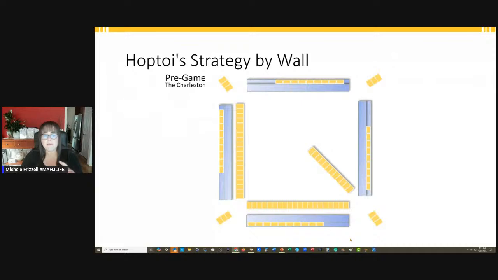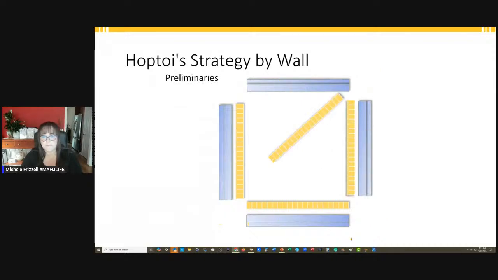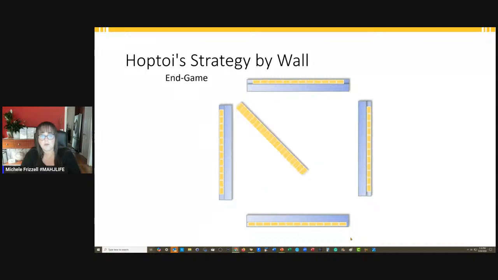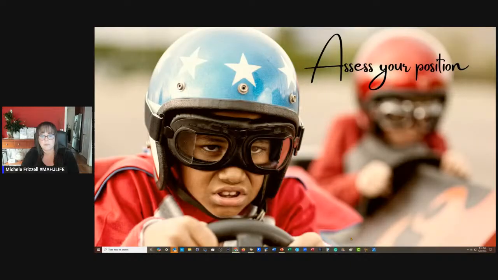So let's look at the pregame during the Charleston. Again, the preliminaries, this is where you deal the tiles. They go away. Then everyone has their tiles. We are doing the Charleston. Then the begin game is that short wall, middle game, third wall, end game, fourth wall. After the Charleston, and we'll talk about the Charleston decision making when we do gameplay with commentary, we're going to speed forward for the sake of assessing your position. That typically happens after the Charleston.